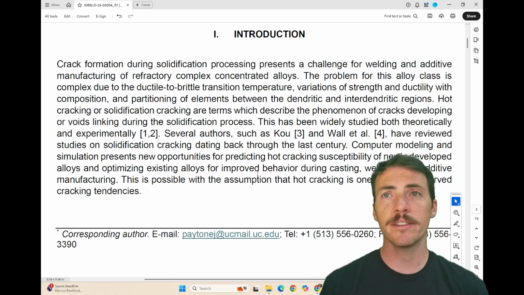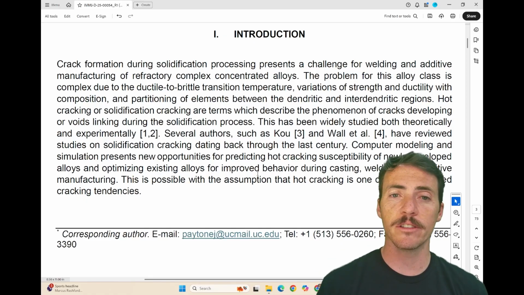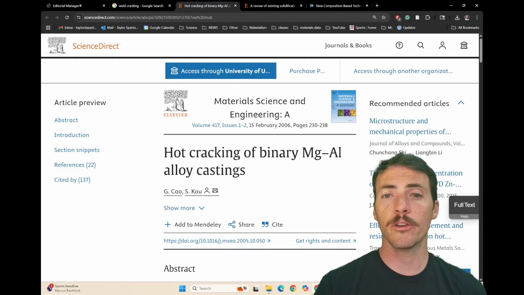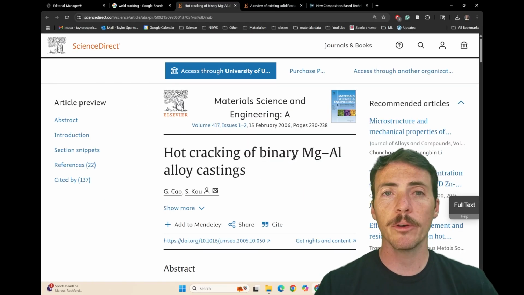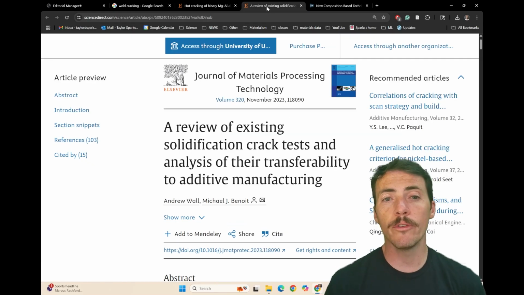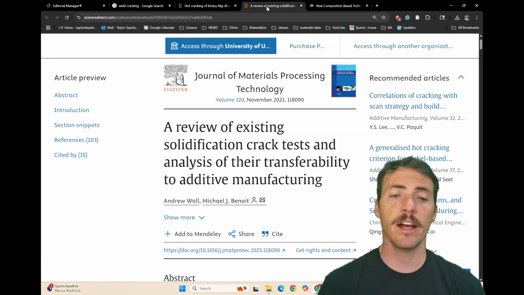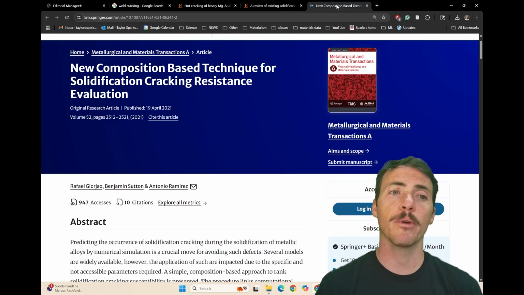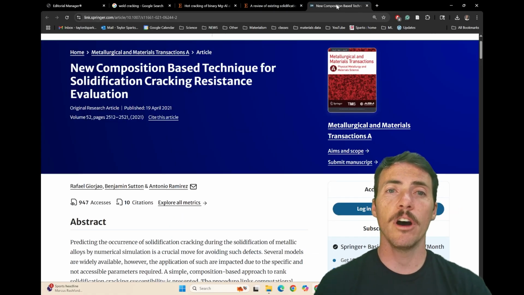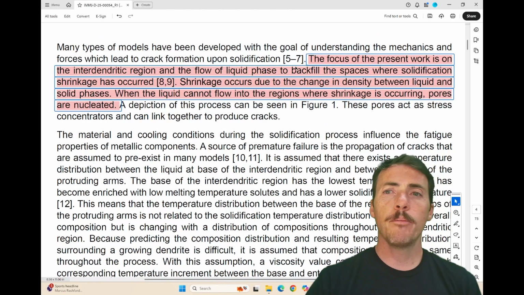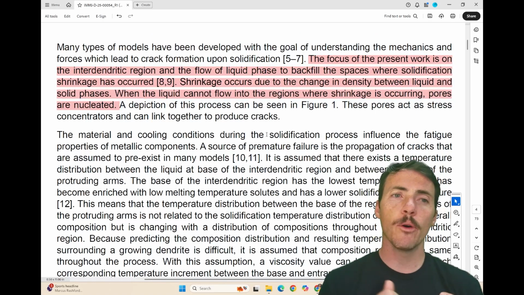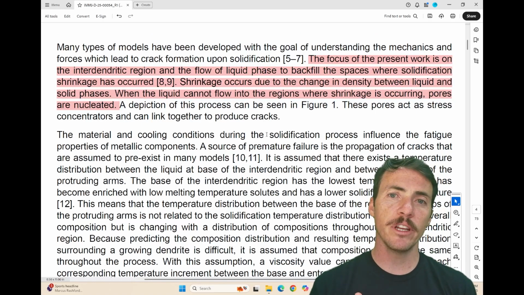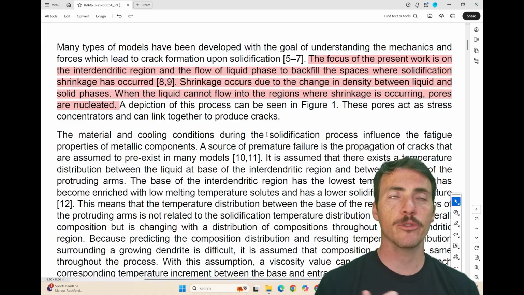And so, unsurprisingly, a lot of people have dug into this. For example, this work by Tsao and Co. on hot cracking of binary magnesium aluminum alloy castings, or this review of existing solidification crack tests and their analysis by Wall and Benoit, and most importantly, the recent paper by Giorgio and co-workers on a new approach for modeling it. They point out that this present work tries to focus on the interdendritic region and the flow of liquid into those spaces where shrinkage is occurring.